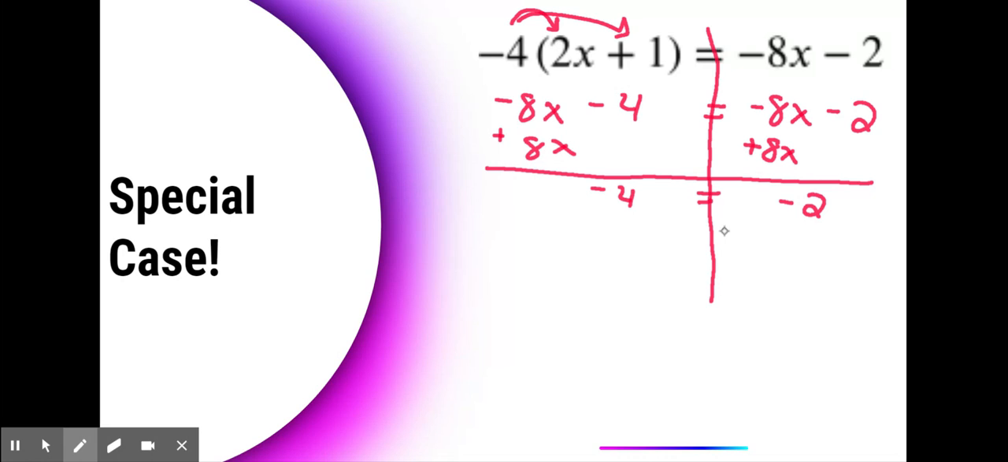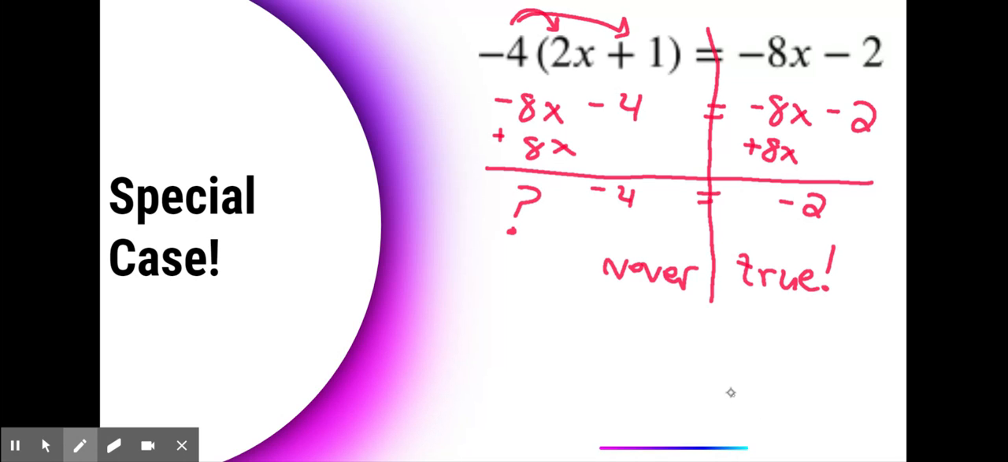My variables went away. I have no variables. And I have this statement, negative 4 equals negative 2. What? Negative 4 equals negative 2? That is never true, right? That is a statement that is never true. And I can't write very well with this pen.